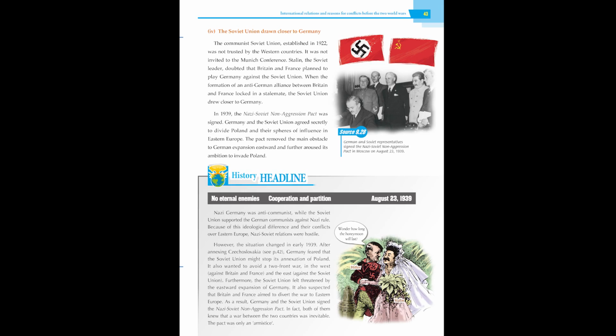Nazi Germany was anti-communist, while the Soviet Union supported the German communists against Nazi rule. Because of this ideological difference and their conflicts over Eastern Europe, Nazi-Soviet relations were hostile. However, the situation changed in early 1939. After annexing Czechoslovakia (see page 42), Germany feared that the Soviet Union might stop its annexation of Poland. It also wanted to avoid a two-front war: in the West against Britain and France, and in the East against the Soviet Union.